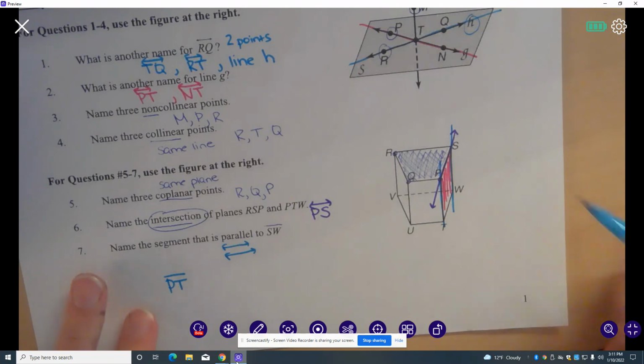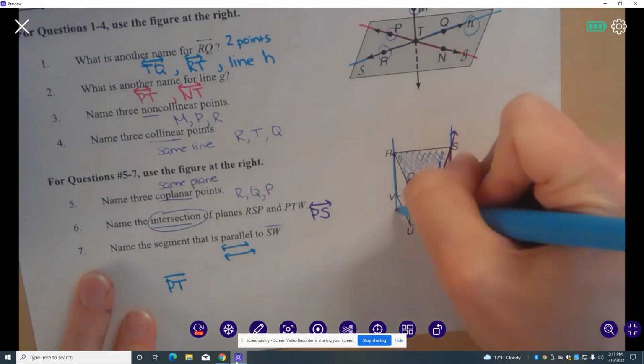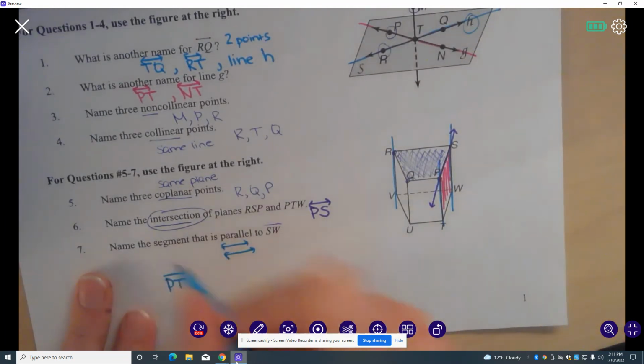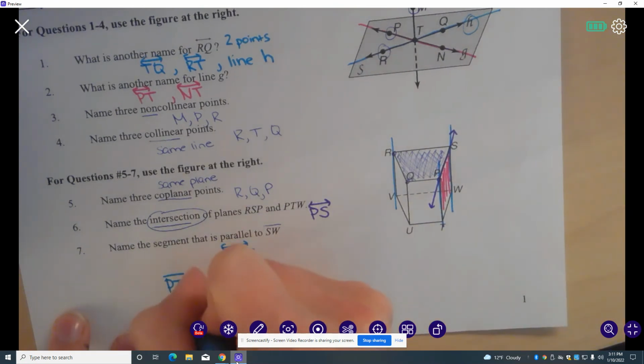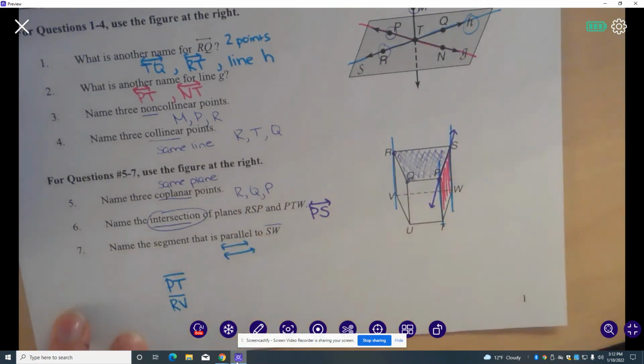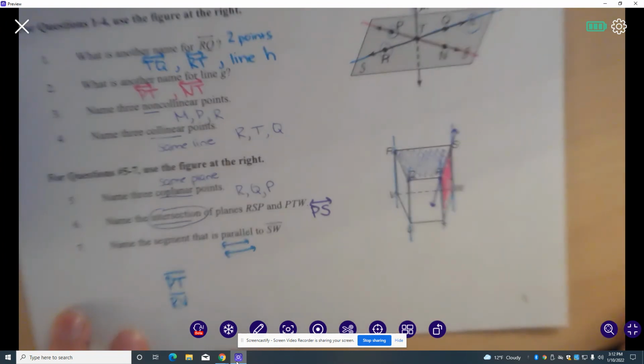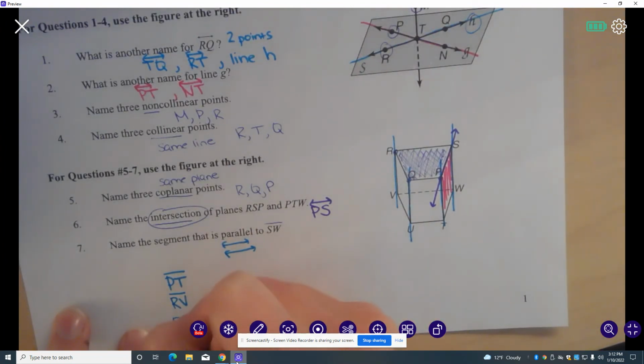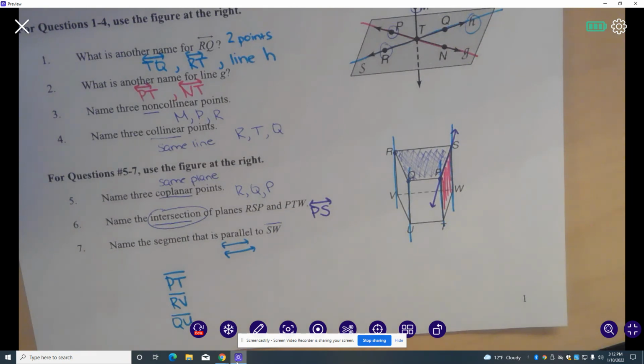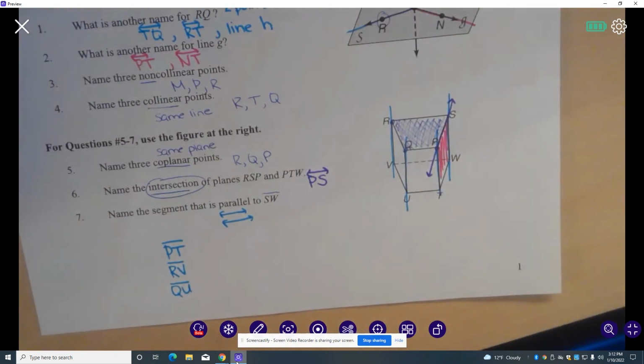But another segment that is parallel is segment RV. That would have been an okay answer. And another one that's parallel is QU. So any of those three would have been segments that are parallel to segment SW.